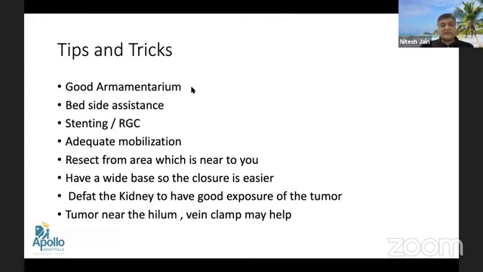Always it is better to have a wider base rather than a shallow base, because a wider base is easier to close as compared to a shallow base. But here many people may argue you may take a little extra normal tissue as well. Defatting of the kidney is very much essential, and we should not peel off the capsule at any stage, because capsule only holds the stitches onto the kidney, and for a tumor near the hilum, vein clamping may help at times.